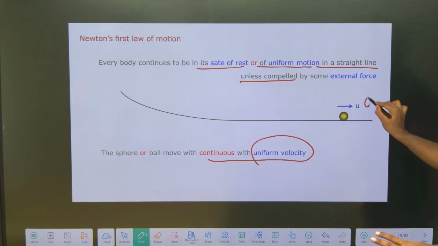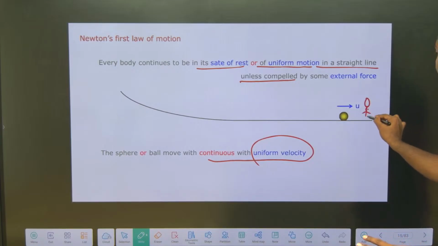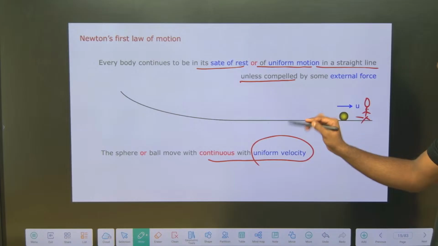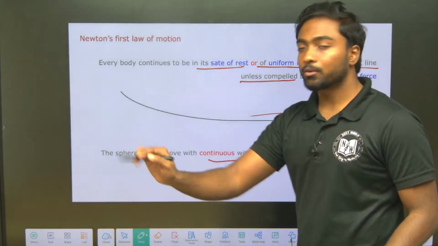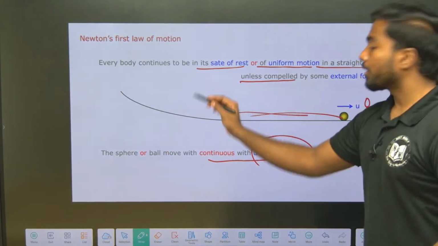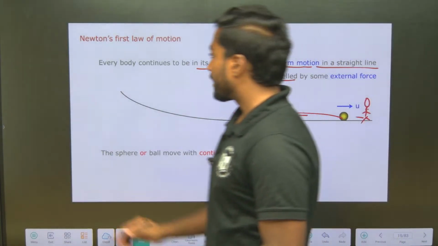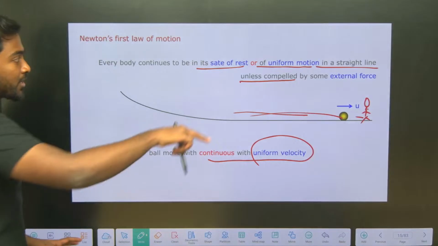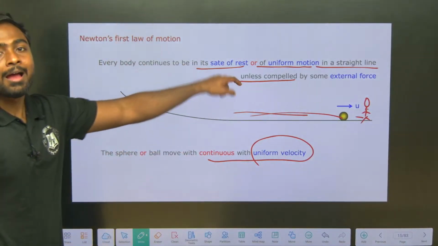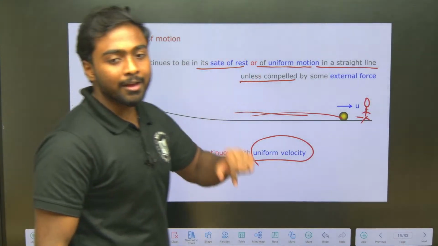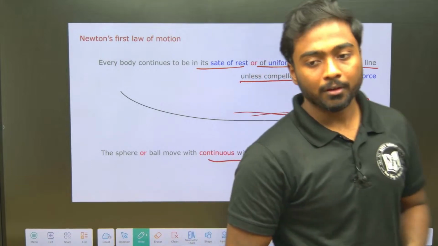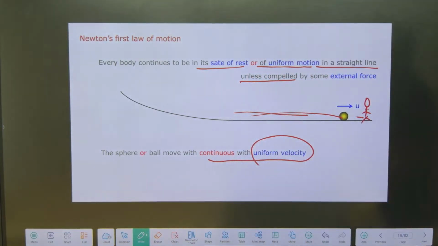Suppose a person standing here kicks the ball, which means it changes its direction and its velocity. So what Newton's first law says is, every body continues to be in a state of rest or uniform motion unless and until an external agent is acting on it. So this is Newton's first law. You can take a note of this.